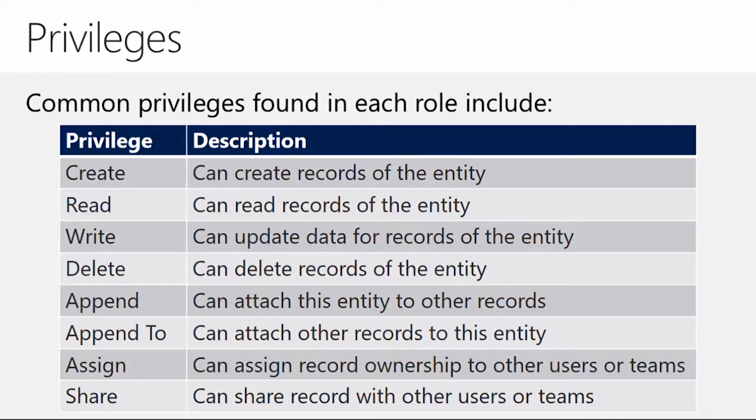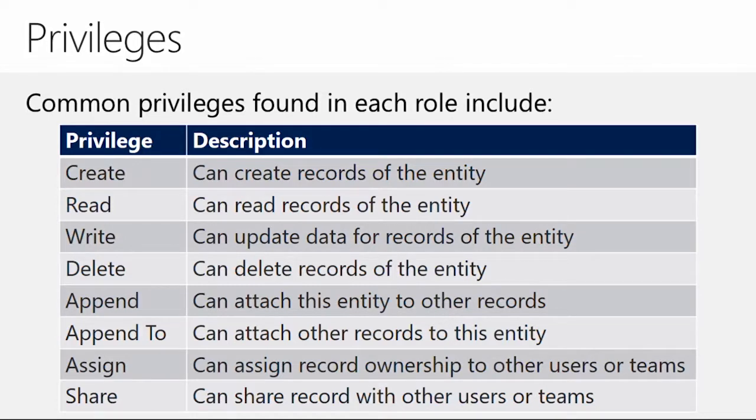Let's talk about append and append to. So append basically means, can I attach this entity to other records? For example, you're going to have an account record inside Dynamics 365. That account might have multiple contacts that you want to associate with it. In order to be able to associate contacts with an account, you have to have append privileges on the contact entity. If I don't have append privileges on the contact entity, I can't associate contacts with other records. So I can't attach a contact to an opportunity or to an account or to an order.